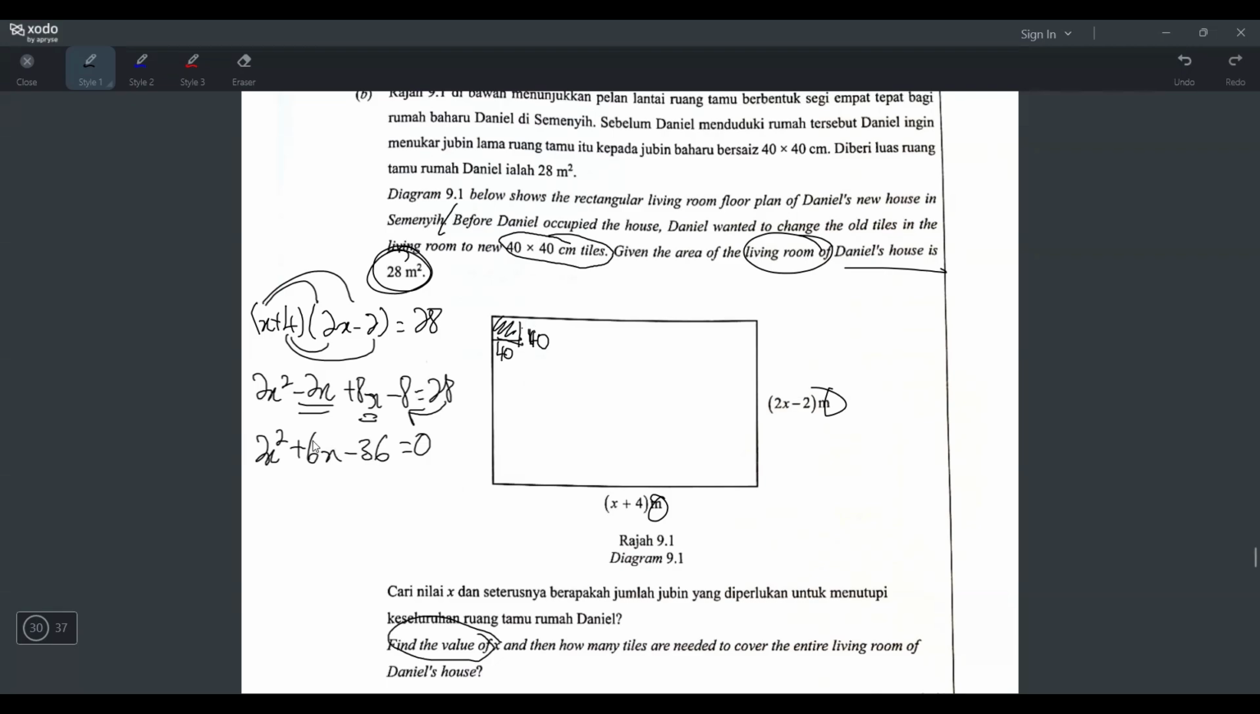Before you solve this using the calculator, you can simplify, right? The 2, 6, and 36 can all be divided by 2. So divide by 2 is x squared plus 3x minus 18. Now you can press your calculator. You know how to press, right? I hope you know how to press. You have to press menu, then equation, then polynomial degree 2. Okay, what's the A? 1.